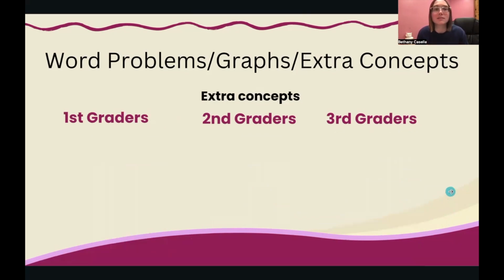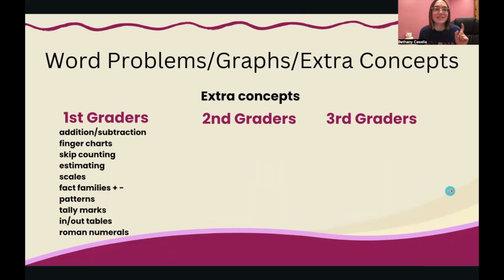And then extra concepts. For first grade, it's addition, subtraction, all the finger charts, skip counting, estimating, scales. Fact families is a big one, where you make the little house and put the 3 numbers in, and they add and subtract with just those 3 numbers, and it works out like 2 plus 3 equals 5, and then 5 take away 2 is 3. Patterns, tally marks, in and out tables, Roman numerals.